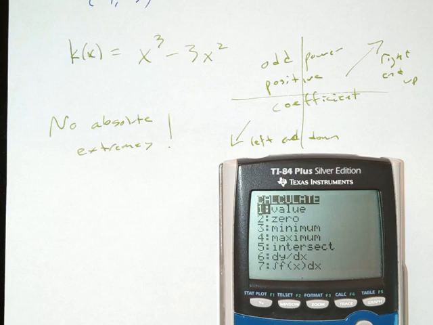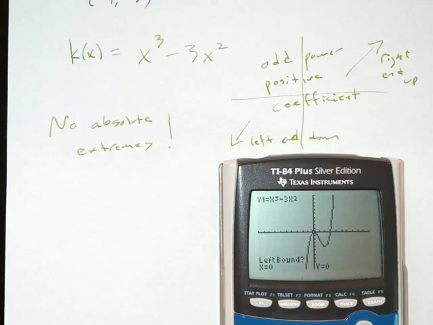Options 3 and 4. My calculator will do exactly that. So if I want to know where the minimum occurs, I give it a left bound. Where do I think is a number that I'm sure is to the left of the minimum? There. That crosshair is now somewhere to the left of the minimum.